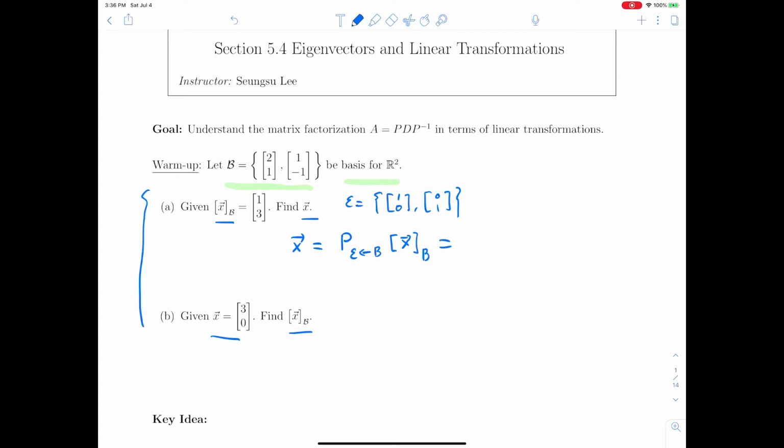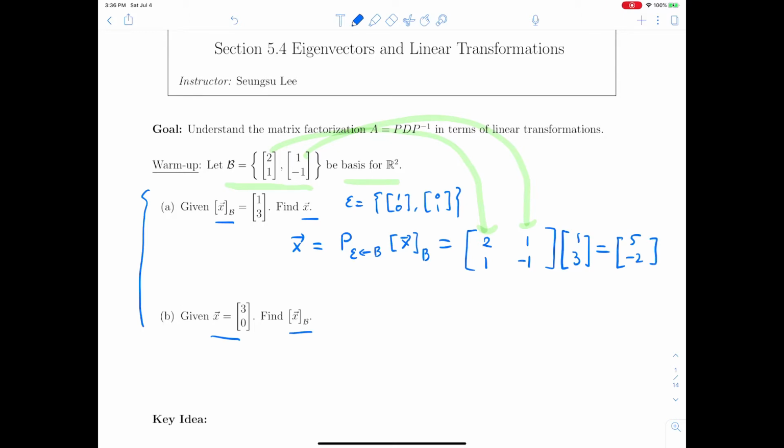So this equals, we have to bring the basis over here. That gives you 2, 1, and 1, negative 1. And the B coordinate is given by 1, 3. If you multiply these, then we get 5 and negative 2.